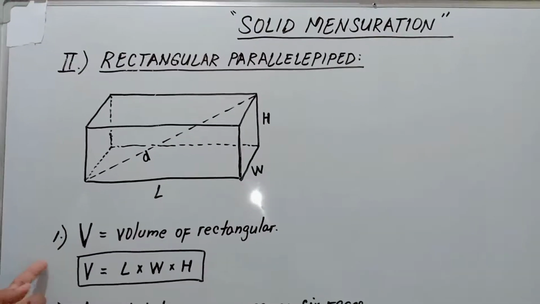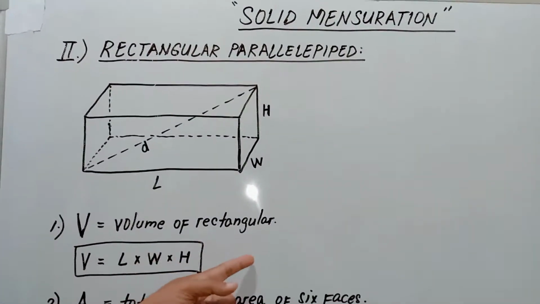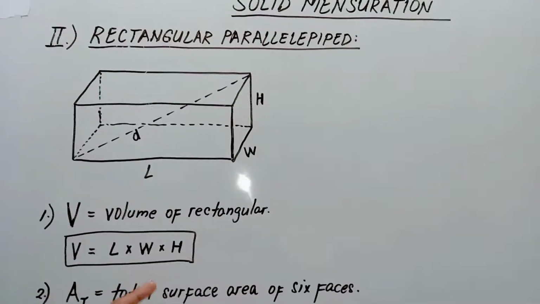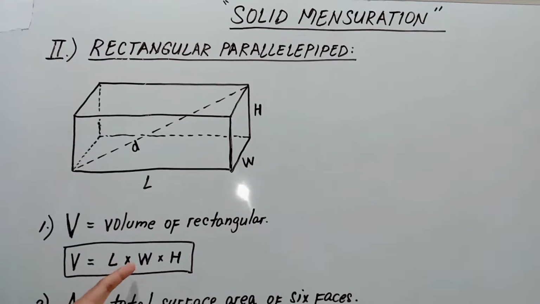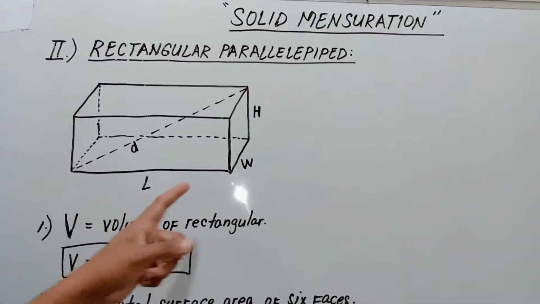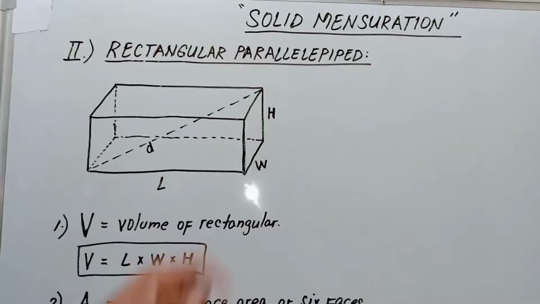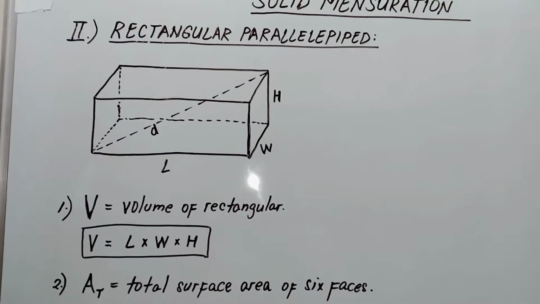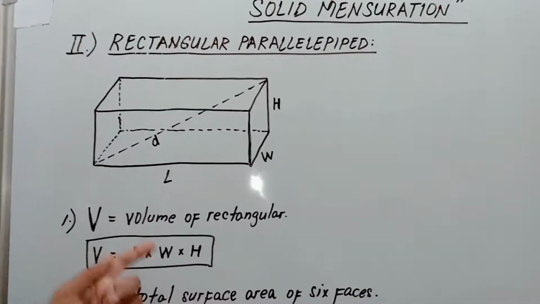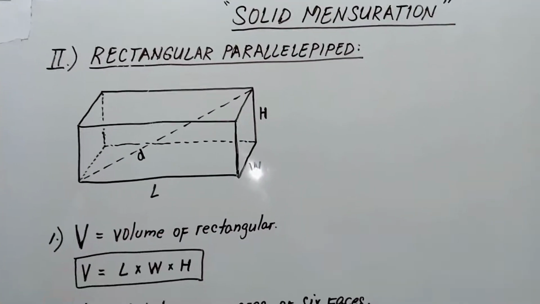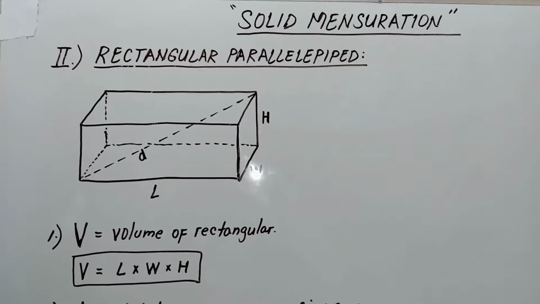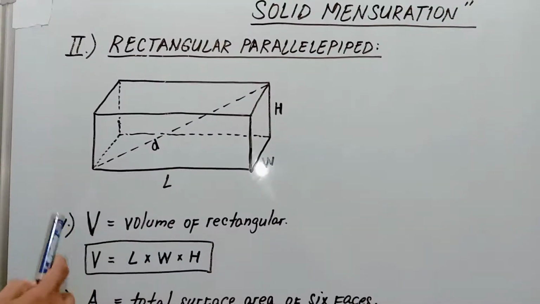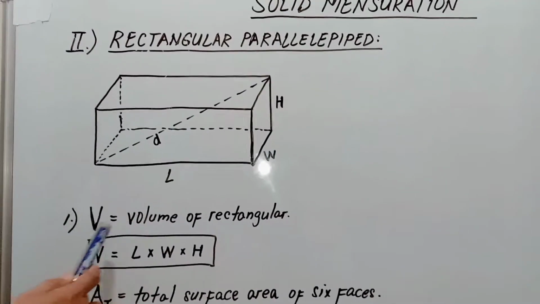Okay. So first, the volume of a rectangular parallelepiped is equal to the product of three dimensions, which means the length times the width, times the height, regardless of dimensions, any unit you like, either centimeters, inches, feet, or meters, whatsoever. Okay, so that is the first property of rectangular parallelepiped, how to solve volume.